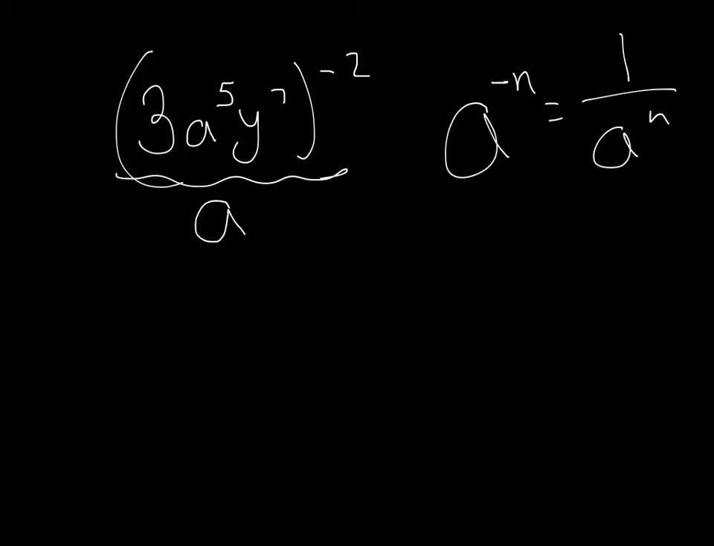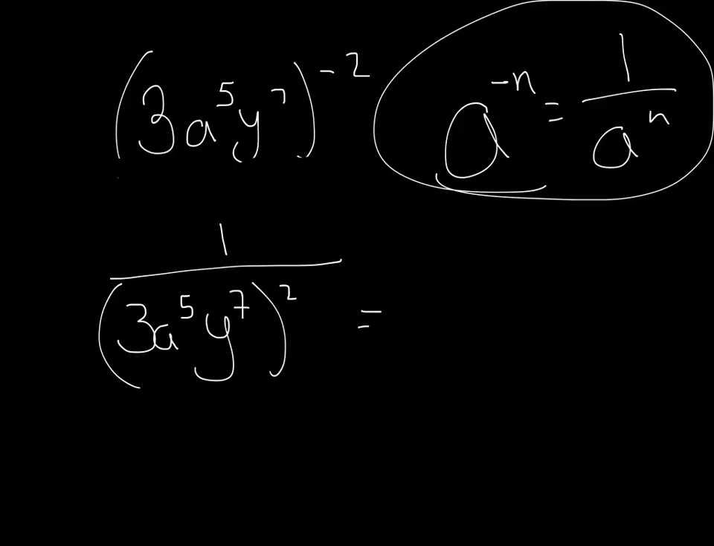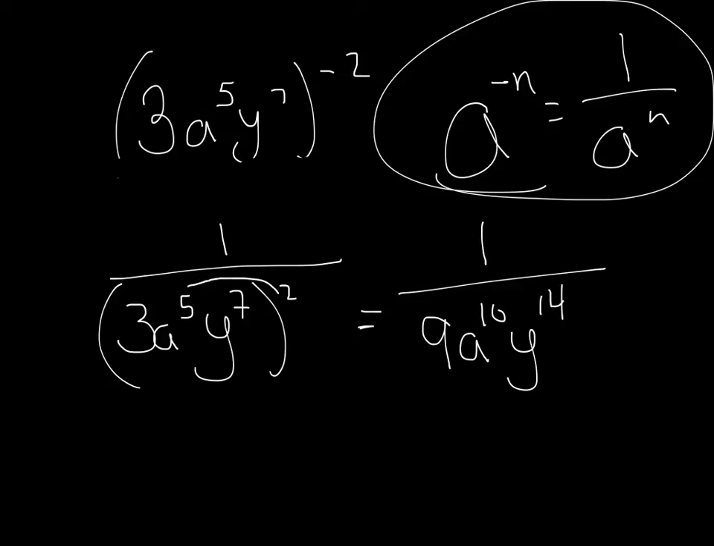So let me get rid of that, though. I don't want it to confuse us. It's not divided by a. So that whole thing there could be thought of as a in terms of this property. So this is the same thing as 1 over (3a to the 5th, y to the 7th) squared, which is the same thing as 9a to the 10th, y to the 14th, because I've multiplied each power by the 2.